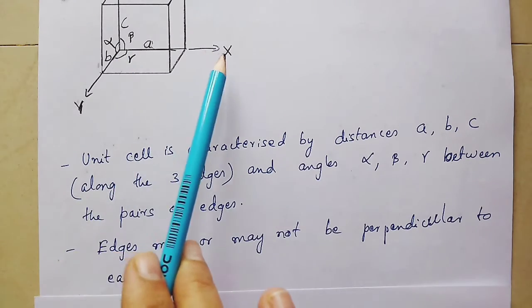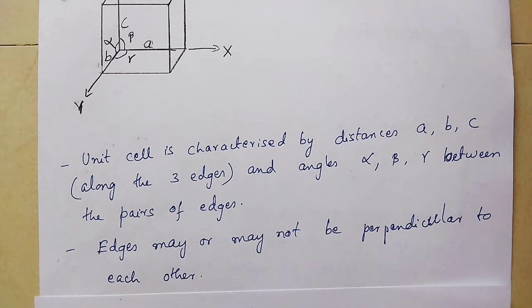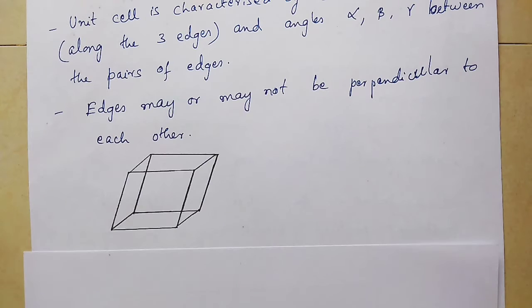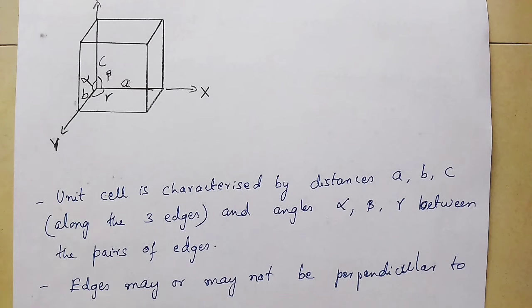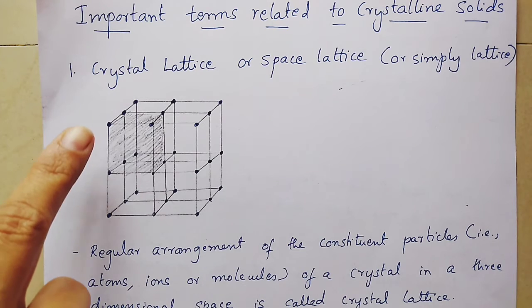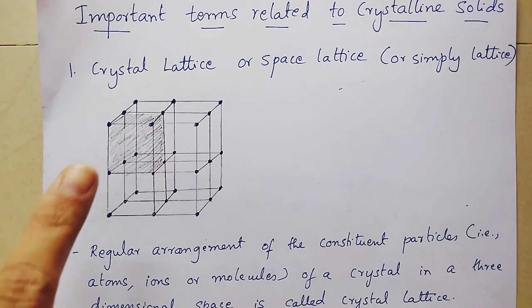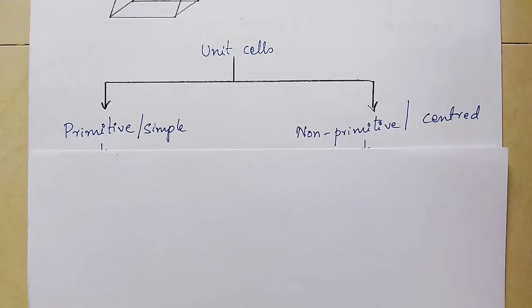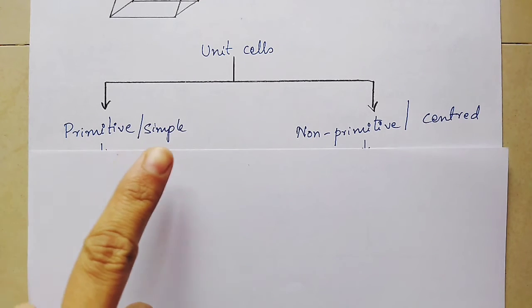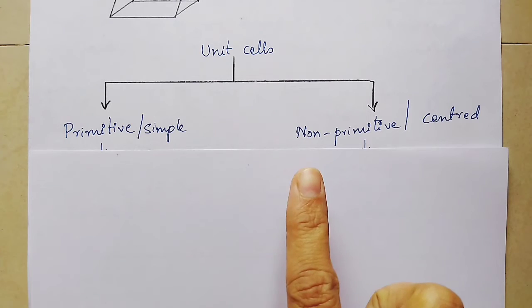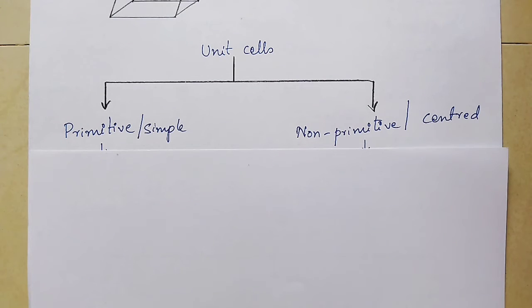Now, the three edges a, b and c may or may not be perpendicular to each other. That means you can even have a unit cell which looks something like this, wherein the edges are not perpendicular to each other. Depending on the values of a, b, c and the angles alpha, beta, gamma, you can have different types of unit cells. Now, depending upon the positions of constituent particles present, the unit cells are classified into two types. The first one is primitive or simple unit cell. The second one is non-primitive or centered unit cells.